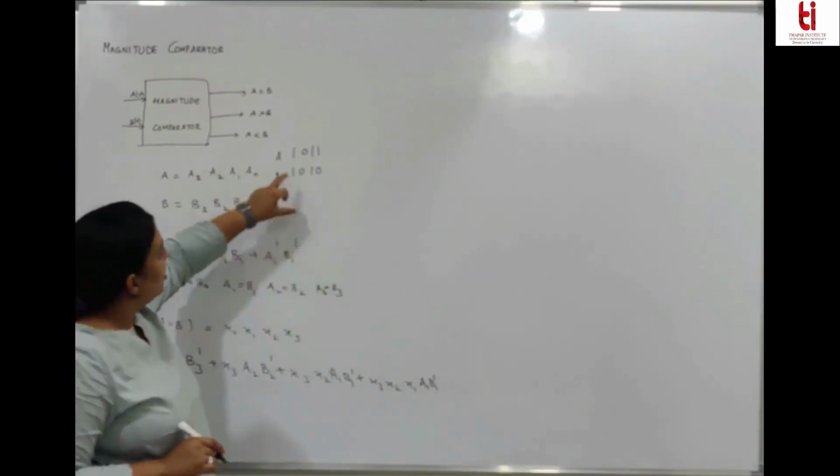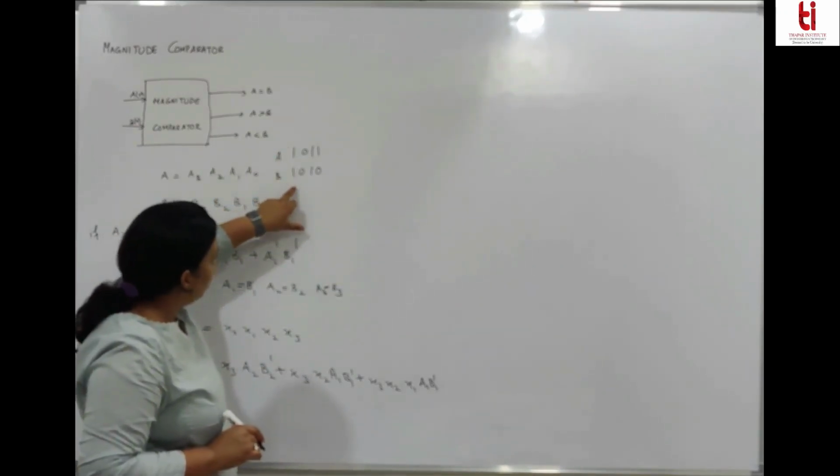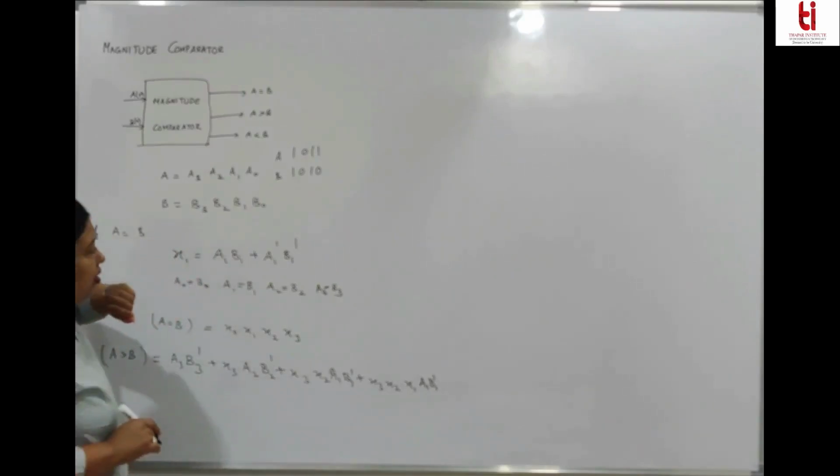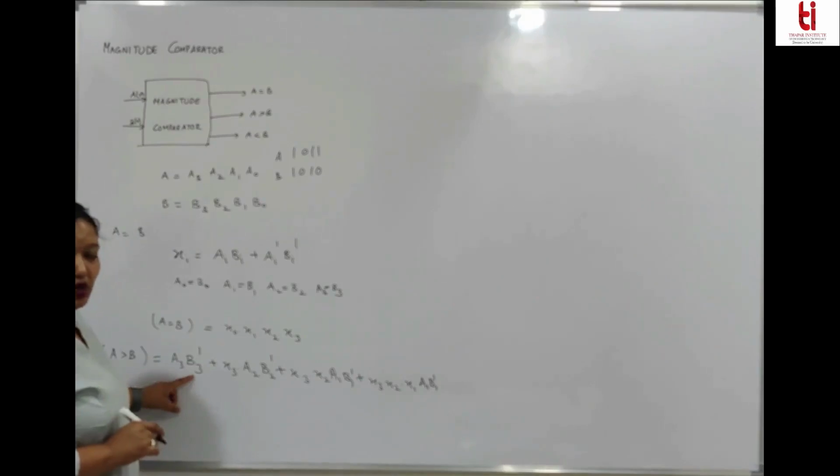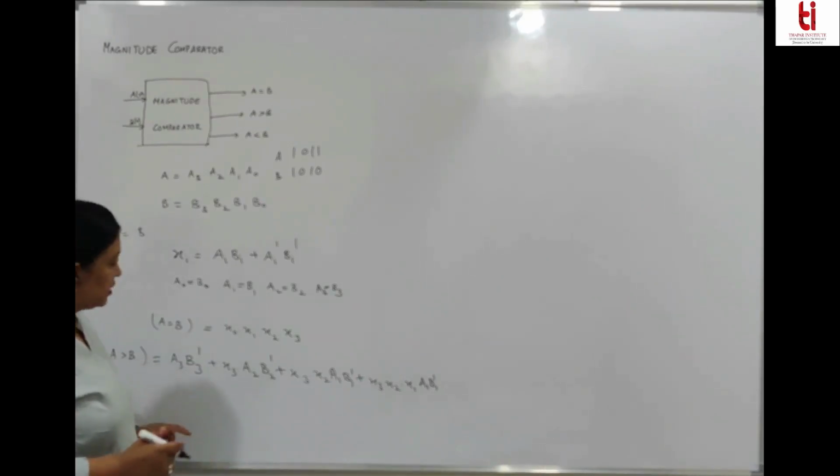When the most significant bit is compared, it will give you 1. A3, B3 bar. So this is 0. This is 0, that means you have to compare the next bit.